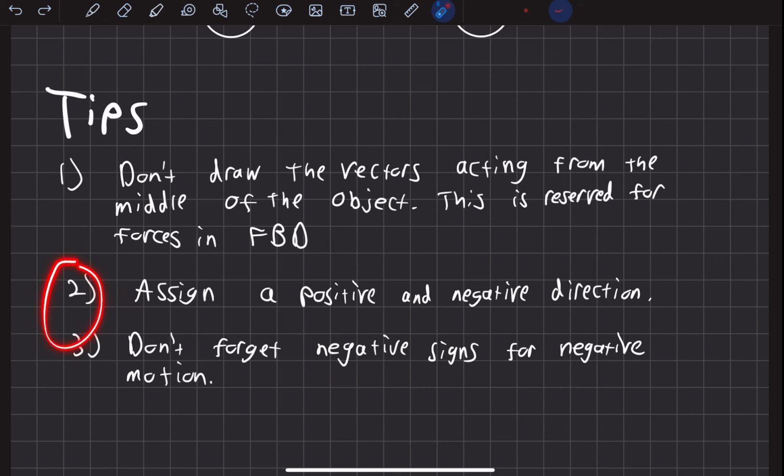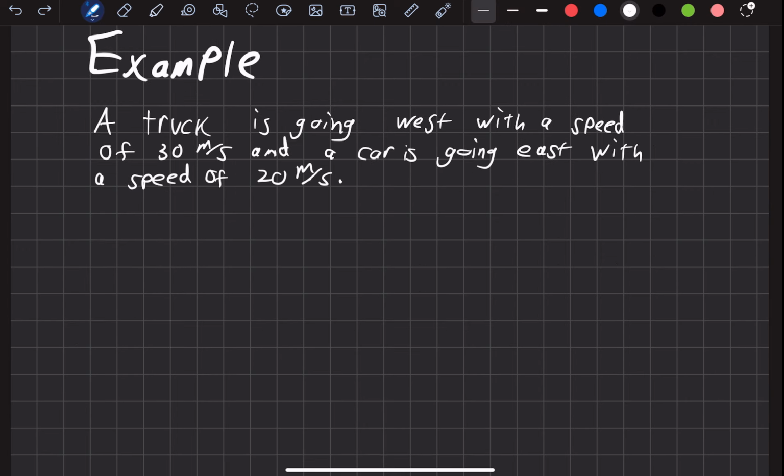Next thing is, of course, we need to assign a positive and negative direction. With most physics problems, you should assign a positive and negative direction. Otherwise, you might get confused which way is which. And don't forget negative signs for negative motion. In the last example, I had it already laid out for you, but let's do it together then.